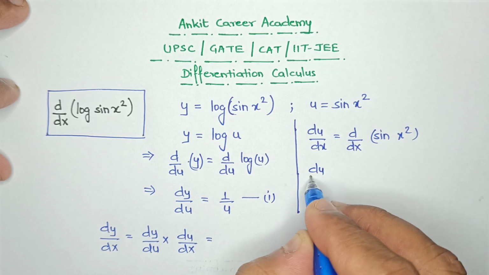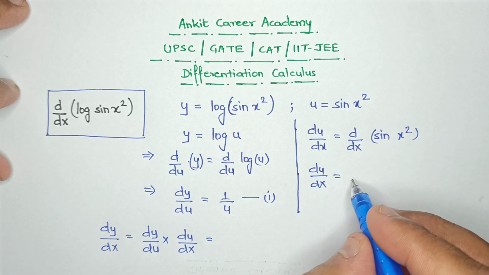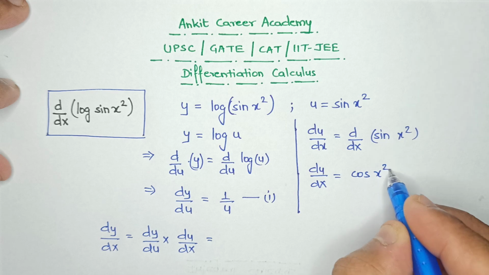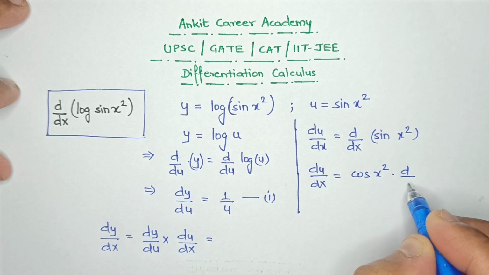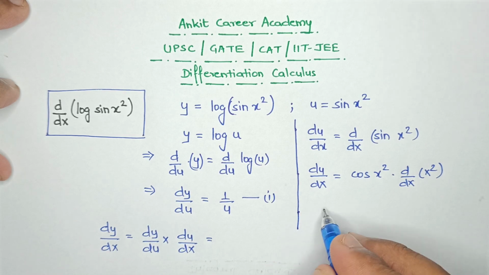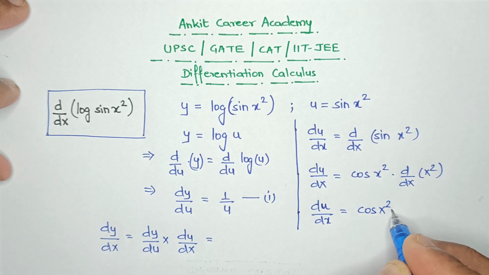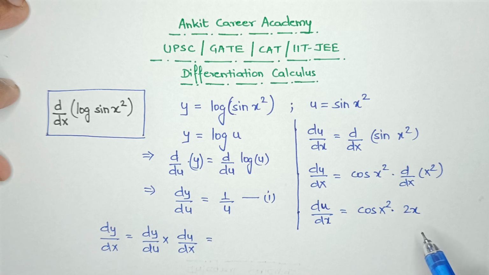Now on this side we will be following a simple chain rule. The rule says that d by dx of sine of x square will be cos of x square, and then we will multiply this again by d by dx of x square. So now that means that the value of du by dx is equal to cos of x square multiplied by 2x. Now let us substitute all the values together onto this side.